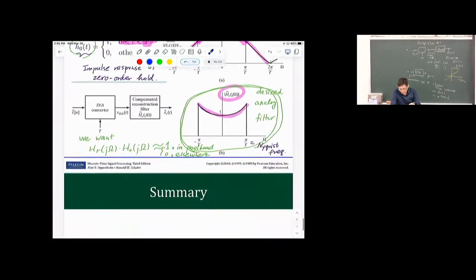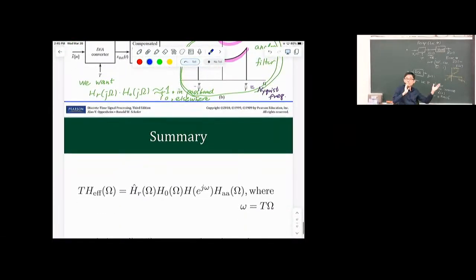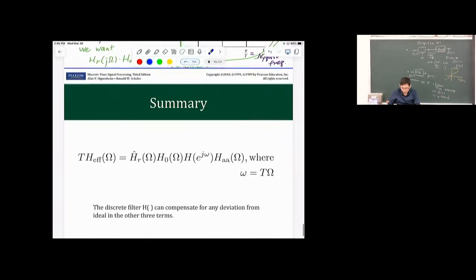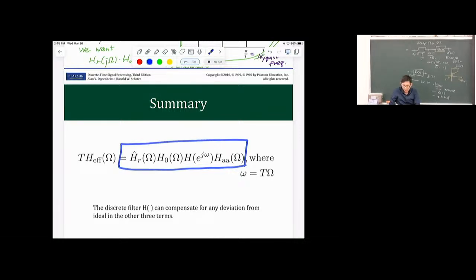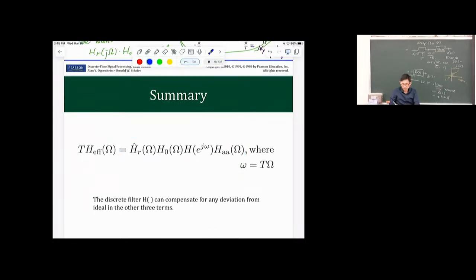So that's as much as I want to talk about D to A conversion. Reconstruction filter being concave up, and there's a reason: to compensate for any change of gain due to zero order hold. So this expression summarizes everything that's happening.